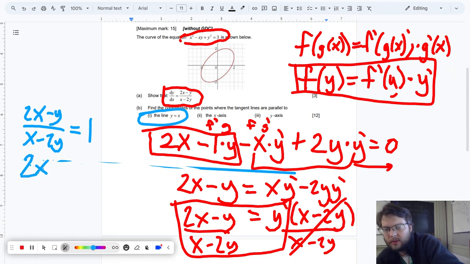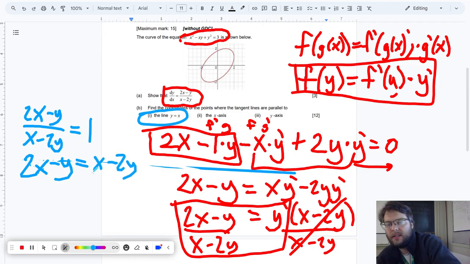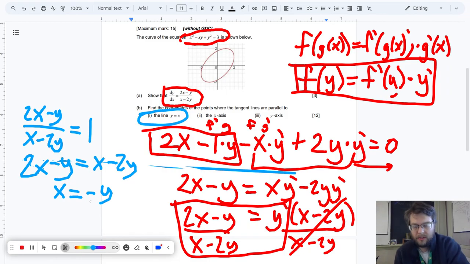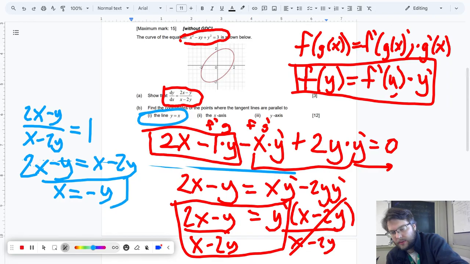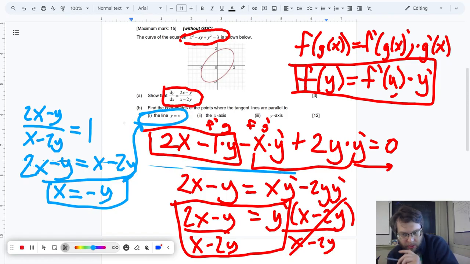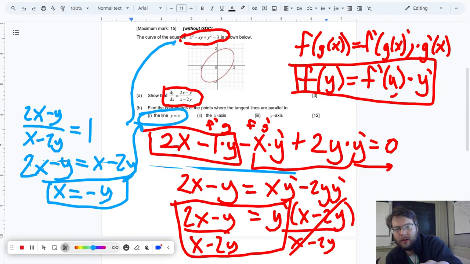So 2x minus y equals x minus 2y. If I subtract x and add y, I get x equals negative y. Now, this tells me that whenever x equals negative y, I am parallel to y equals x, but I don't have the points yet until I plug it into my original equation. My original equation tells me the points that are on the graph. My derivative tells me the slope at those points. So I know when x equals negative y, my derivative is equal to 1, and so I plug those points in.